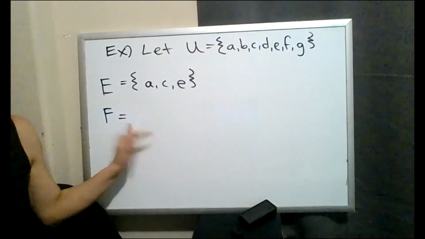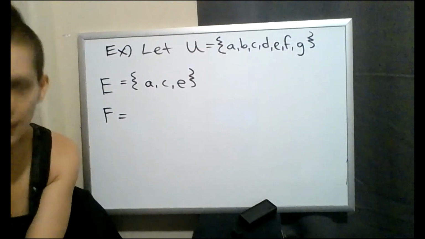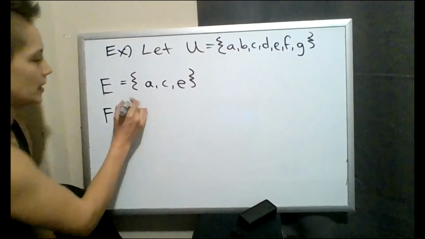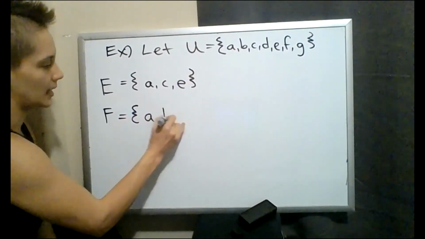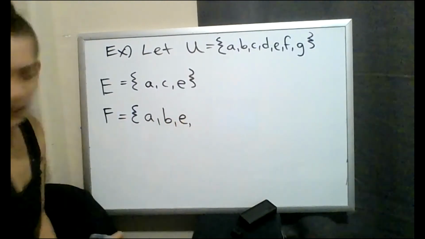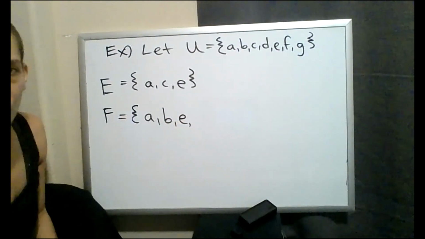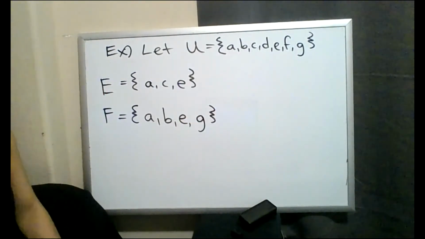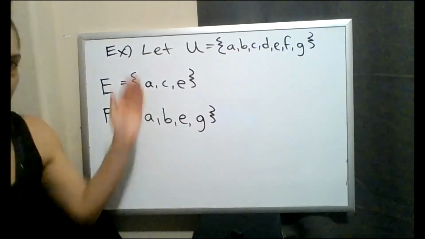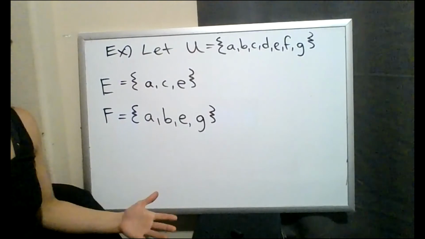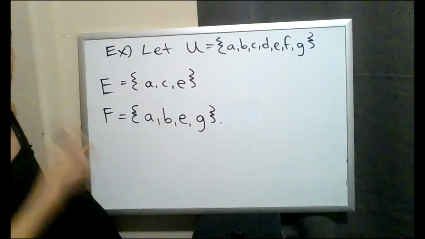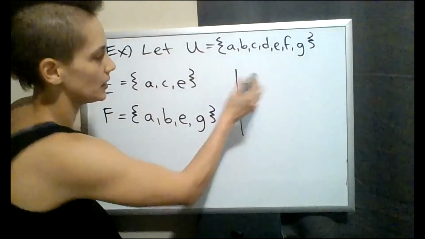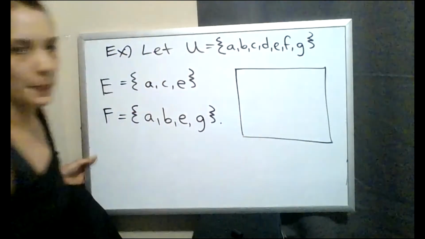And your other subset is F. And F I have A, B, E, G. That seems cool. So we're going to have set containment. Usually I would give this kind of information and then ask a question. Kinds of questions would be about union or intersection or complement, but I think a picture helps. So we'll go over here and do the Venn diagram.